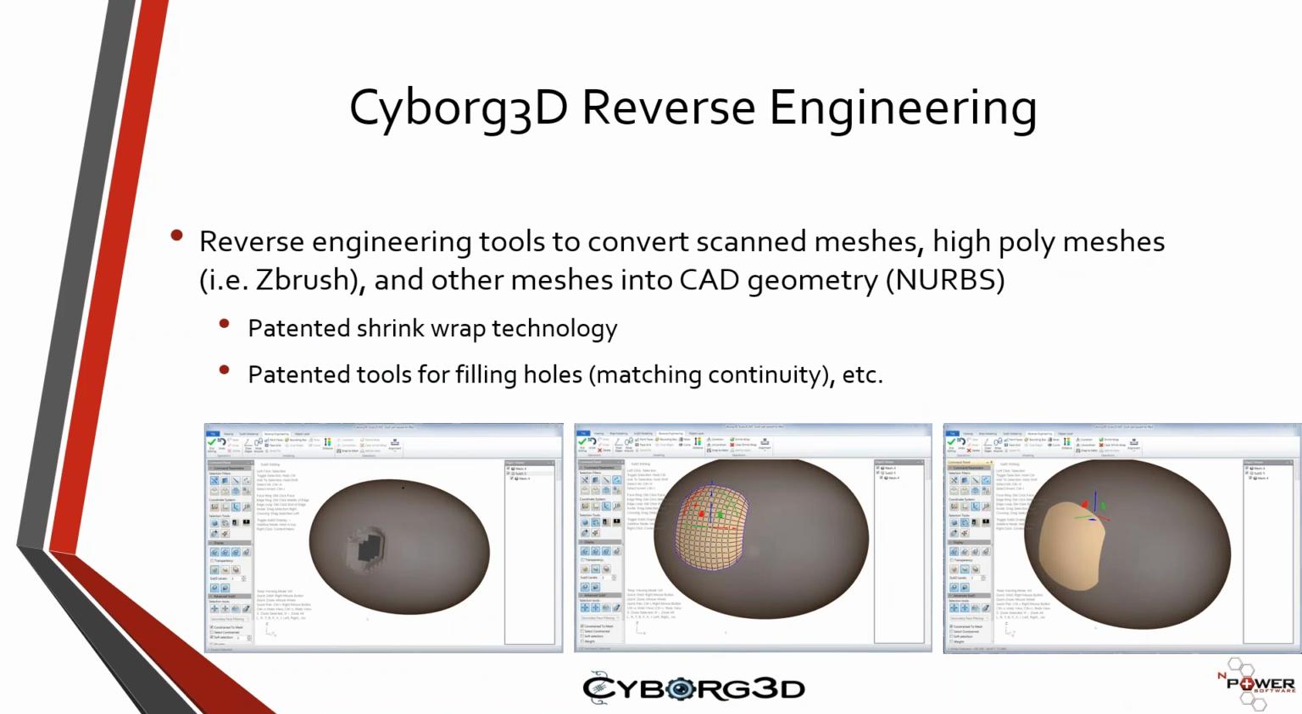As far as our reverse engineering tools, we have some unique tools that we've designed for handling scan meshes and converting them into NURBS-based geometry. We have our patented shrink wrap technology, which will shrink down the geometry to match the original scan mesh. And then we also have some patented tools for filling holes and maintaining the curvature of the surface that they're on. So for instance, in the example you see there a hole in a curved kind of oval shape, and we can patch over that, and yet as the patch is done, the surface continuity is maintained as if the hole was never there.